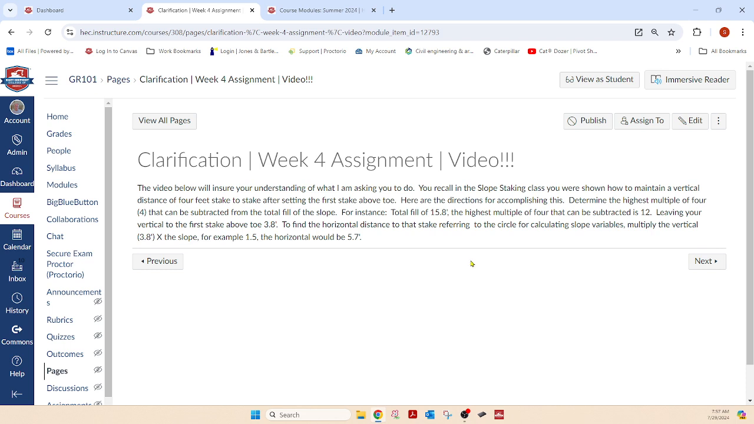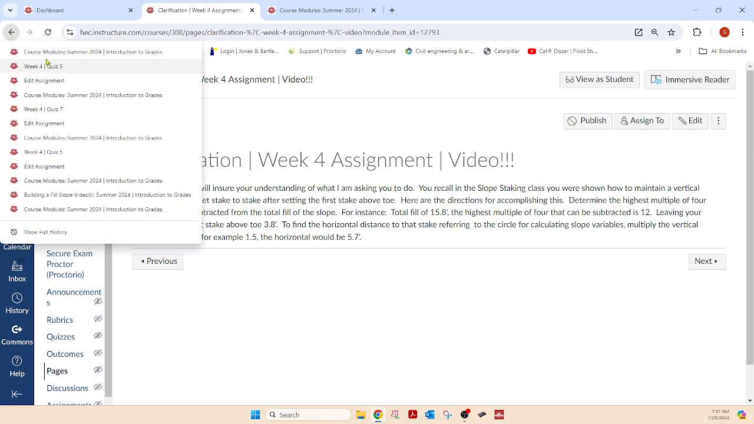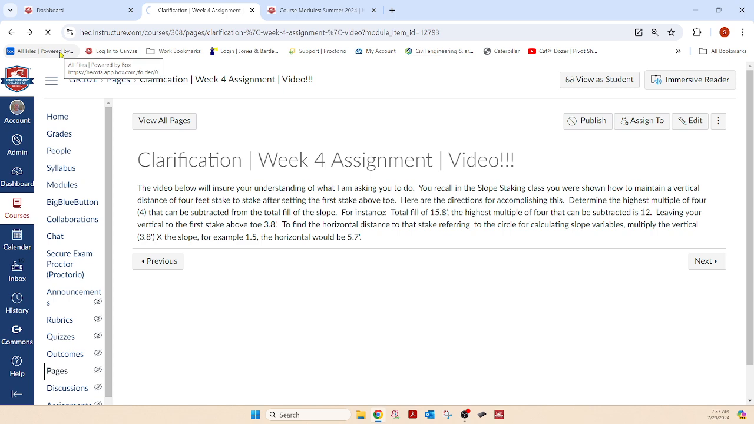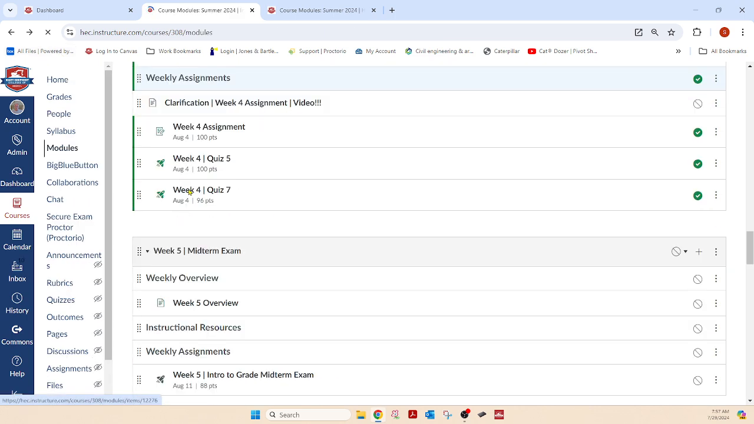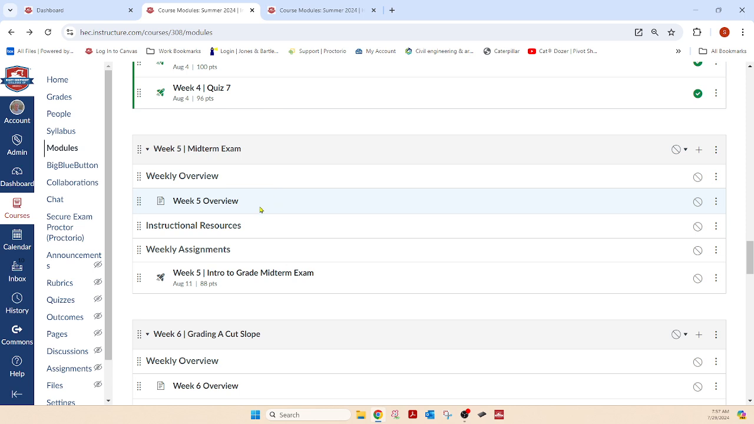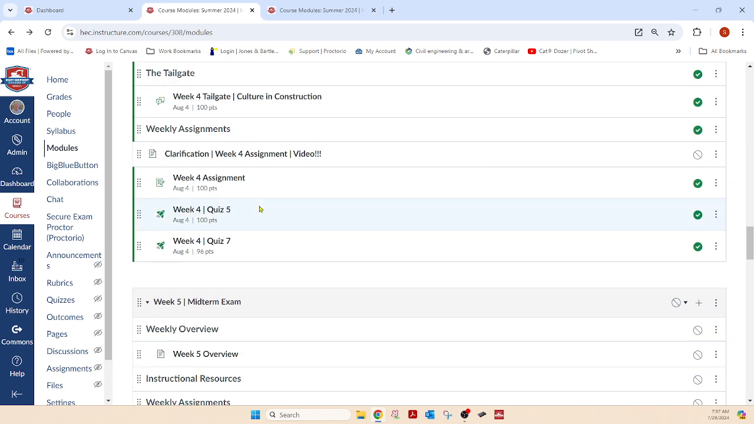Now, I want to get back out and go into the assignment itself. I probably could do that directly, but I'm in the habit of going back to the modules. Bear with me on my habits. I have to maintain a comfort zone. Here is the week 4 assignment.